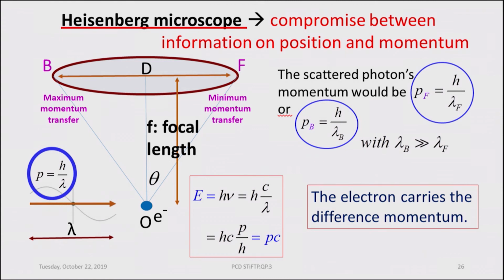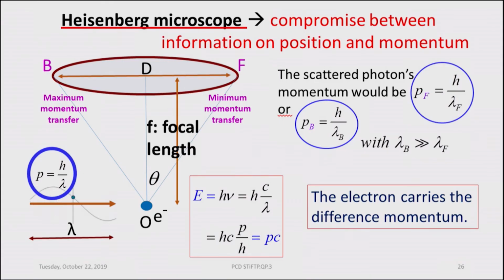So, depending on whether you see it in the direction of F or B, it will have a different momentum, which is either Pf or Pb, and p being h over lambda, you have the two possible wavelengths, lambda f and lambda b, and lambda b will be much greater than lambda f, depending on the minimum momentum transfer and the maximum momentum transfer, right. So, momentum and wavelength have reciprocal relationship.